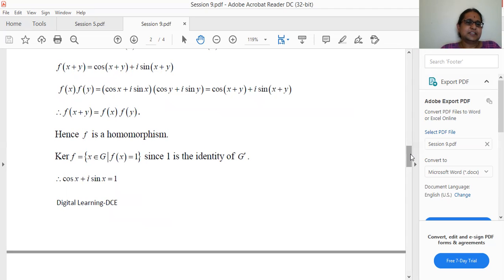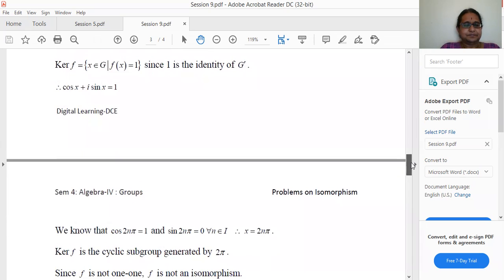Now the codomain is G'. Here the binary operation is multiplication. So with respect to multiplication, 1 is the identity. So kernel f is the set of all x belonging to G such that f(x) is 1. But our f(x) is nothing but cos x + i sin x. Therefore, cos x + i sin x is equal to 1.